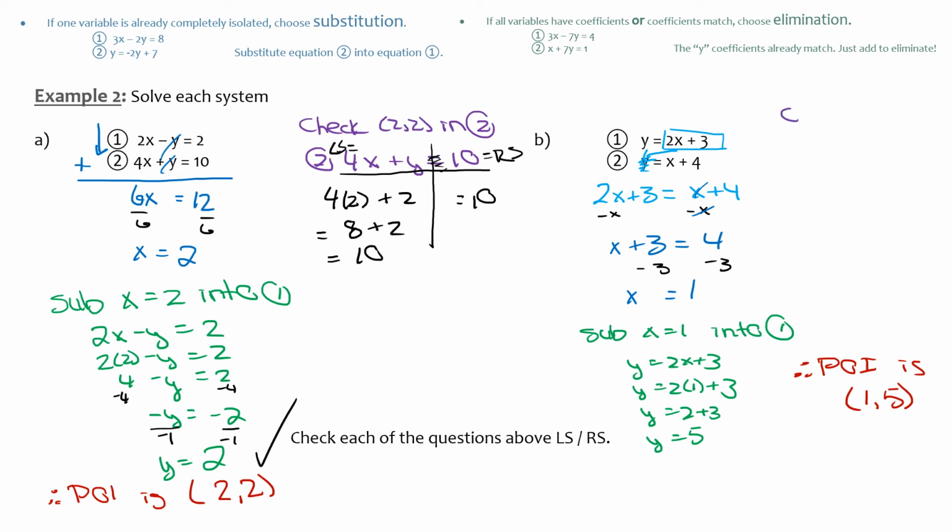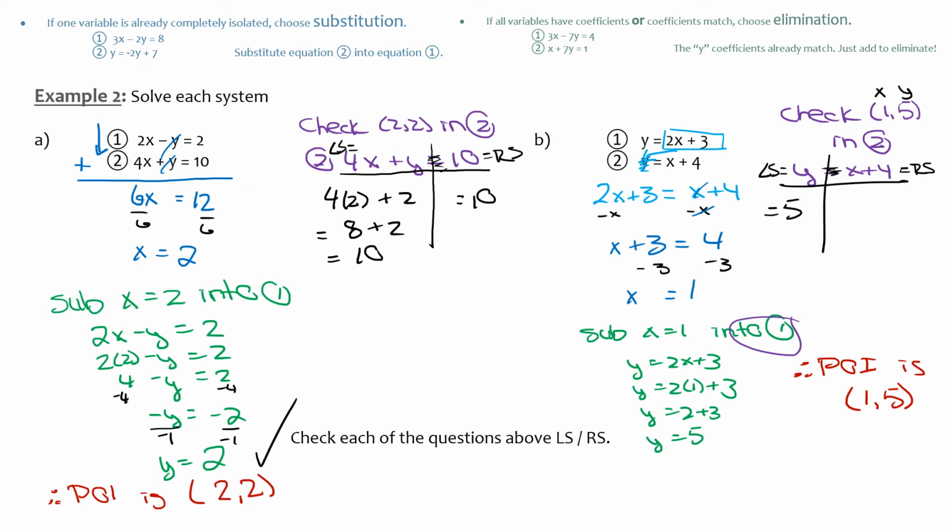I'm going to check 1, 5. Here I used equation 1, so I'm going to sub into equation 2. Equation 2 was y equals x plus 4. Turn that into a left side, right side. So my left side is actually y and my right side is x plus 4. Here's my x, here's my y. The y is 5. X is 1 plus 4. X is 5. So this one is right as well. We've checked both answers and they both work.